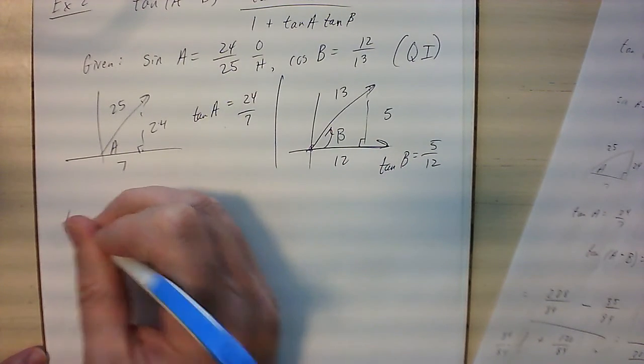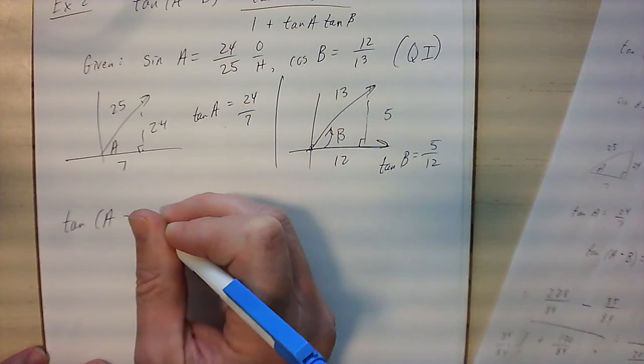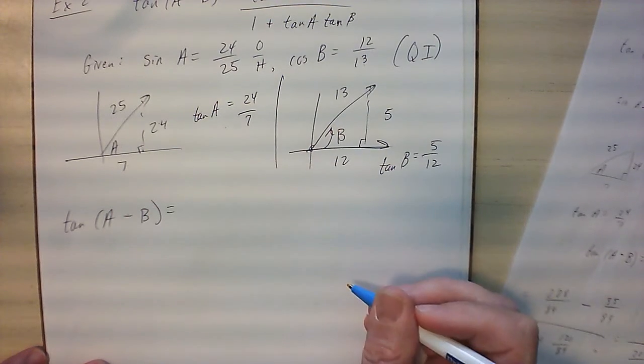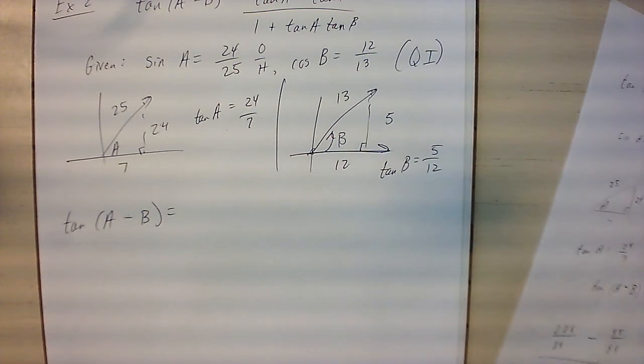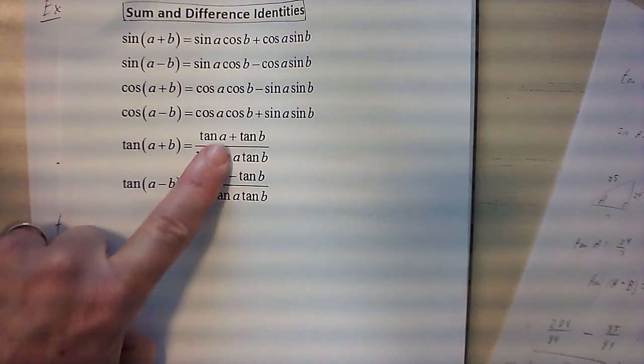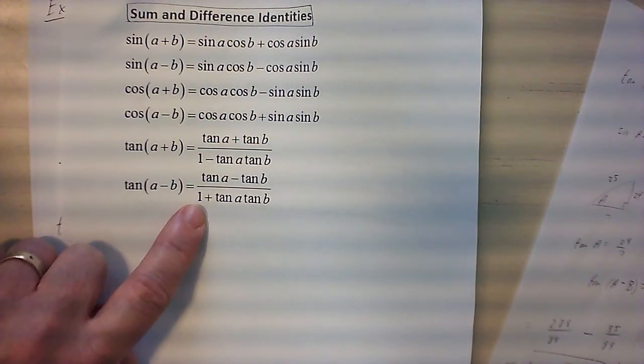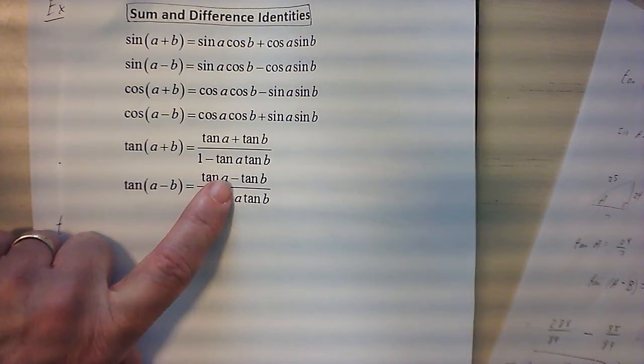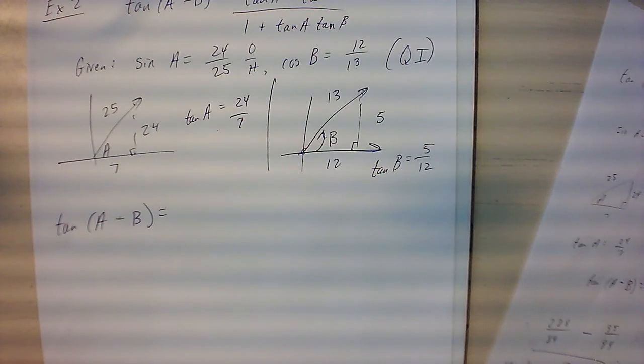So tangent of A minus B. Okay, and if you have one that's a sum, it's very, very similar. Just the signs are a little different here, okay? This is the one we were asked to do. So we have minus on top, positive on the bottom.